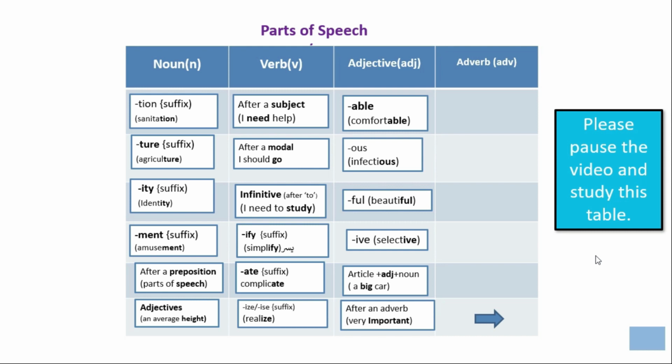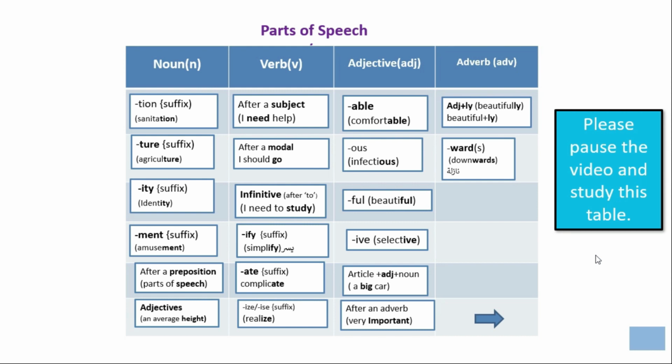Adverbs also allow us to know that a word is an adjective because adverbs also describe adjectives. For example here, very important. For adverbs we have the -ly, which is the regular adverb. This allows us to know that a word is an adverb when it has that suffix -ly. Adjective plus -ly would equal an adverb.